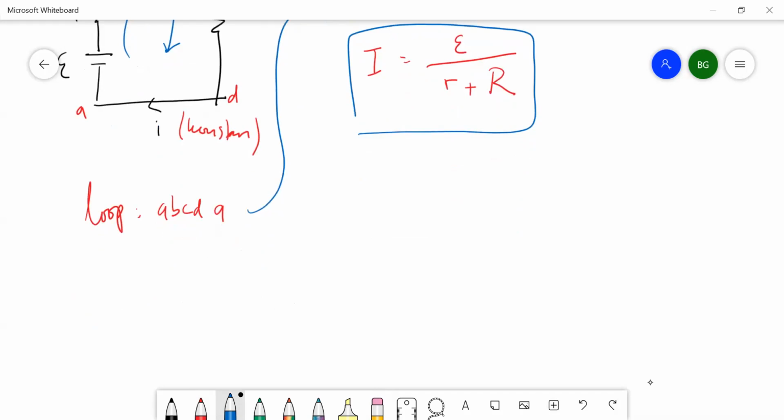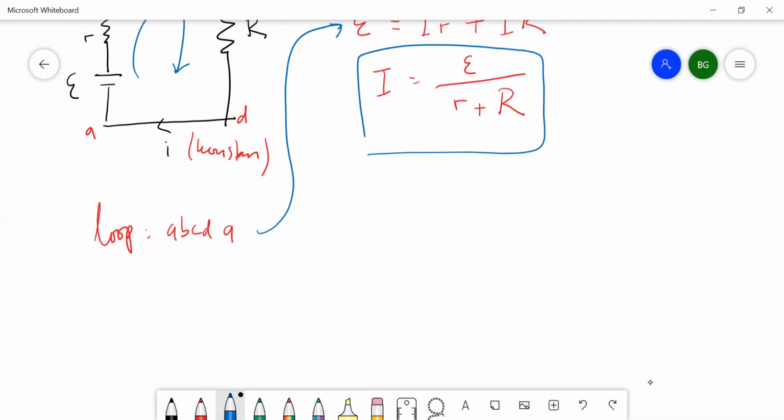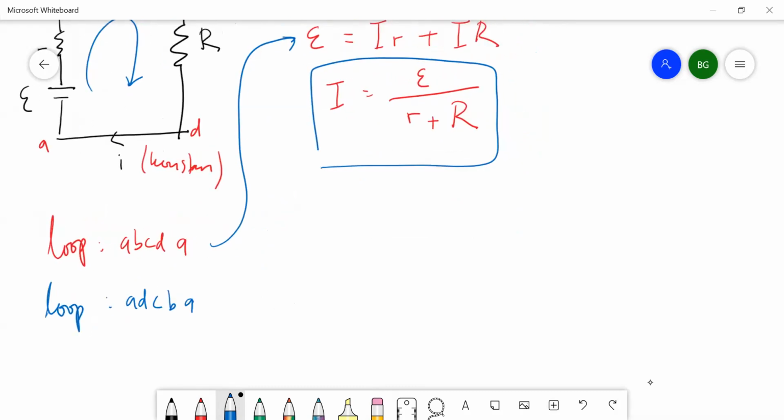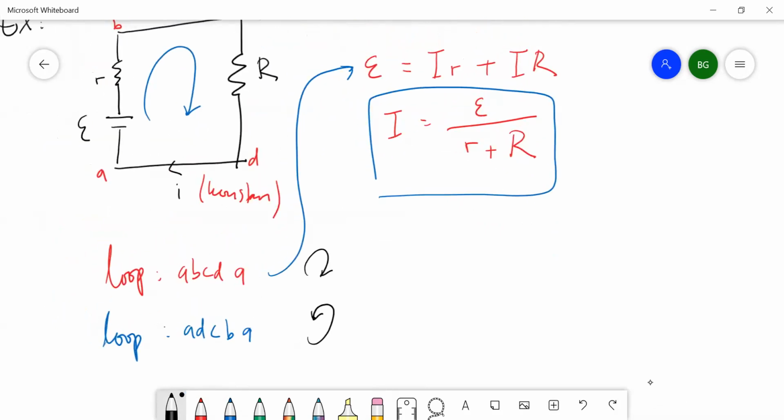What about if we choose the loop the other way around? A, D, C, B, A. Because it is the other way around, we start with the positive pole of the battery. So it should be minus epsilon.